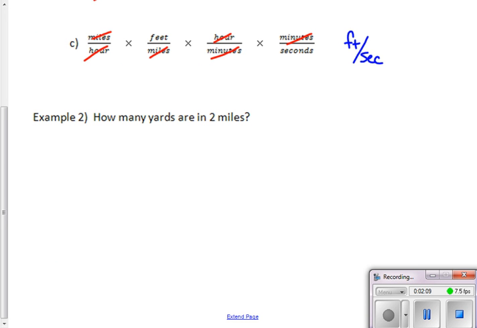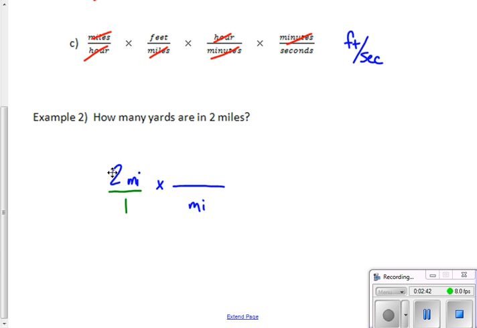Example 2, we have to determine how many yards are in 2 miles. So you're going to start out with your starting point, which is going to be 2 miles. We're going to multiply because we know this is going to be a bigger amount here, a greater value. We need to get rid of miles. In order to get rid of miles, miles has to be a denominator here, because we can think of this as a fraction like so.